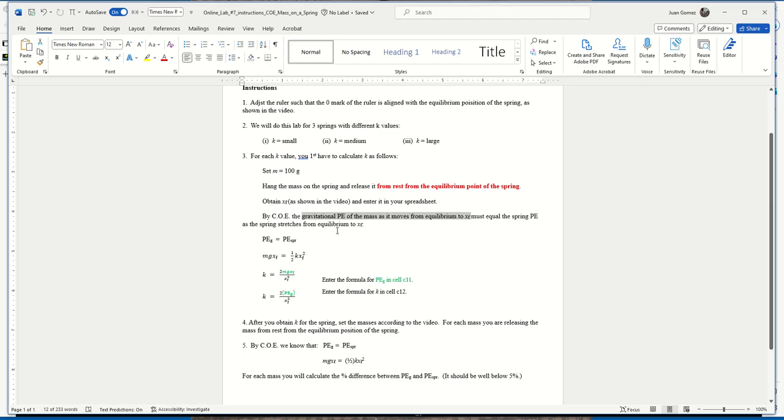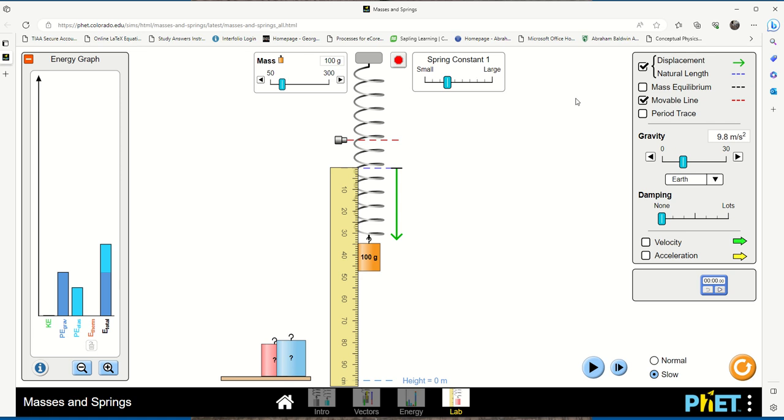The gravitational potential energy of the mass, by conservation of energy, must equal the potential energy stored in the spring as it stretches from equilibrium to XF. The gravitational potential energy is simply mg times XF. The spring potential energy is 1/2 k XF squared. Before we do the simulation for each of the 3 k values, we have to calculate k. Unfortunately, I don't see anywhere in the simulation that gives us a value for k, which is not a big deal. We can calculate it, and I'll show how to do that in just a minute.